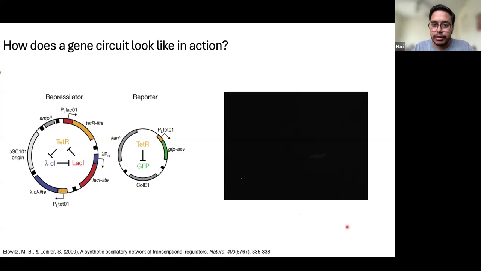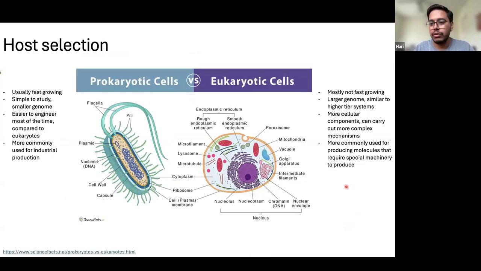The next important thing while designing these circuits is how you select the host for what purposes. If we look at prokaryotic cells, they usually grow fast compared to eukaryotic cells, and the requirements are also usually much lower than what we require for eukaryotic cells. And it is simple to study the genome of prokaryotic cells, as they usually contain fewer genes, so it's easier to study the genome as well.